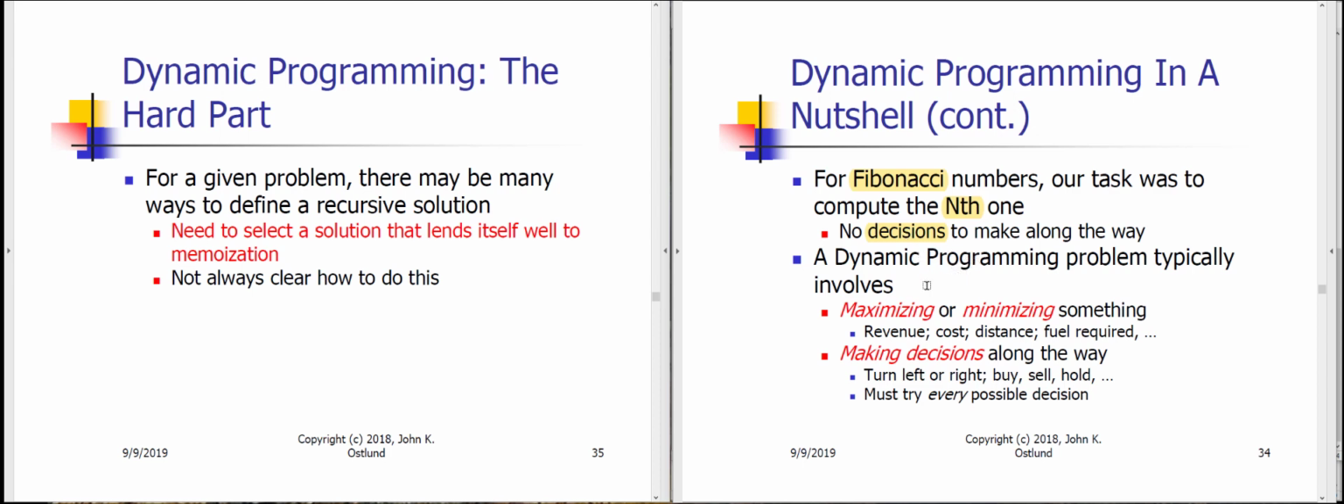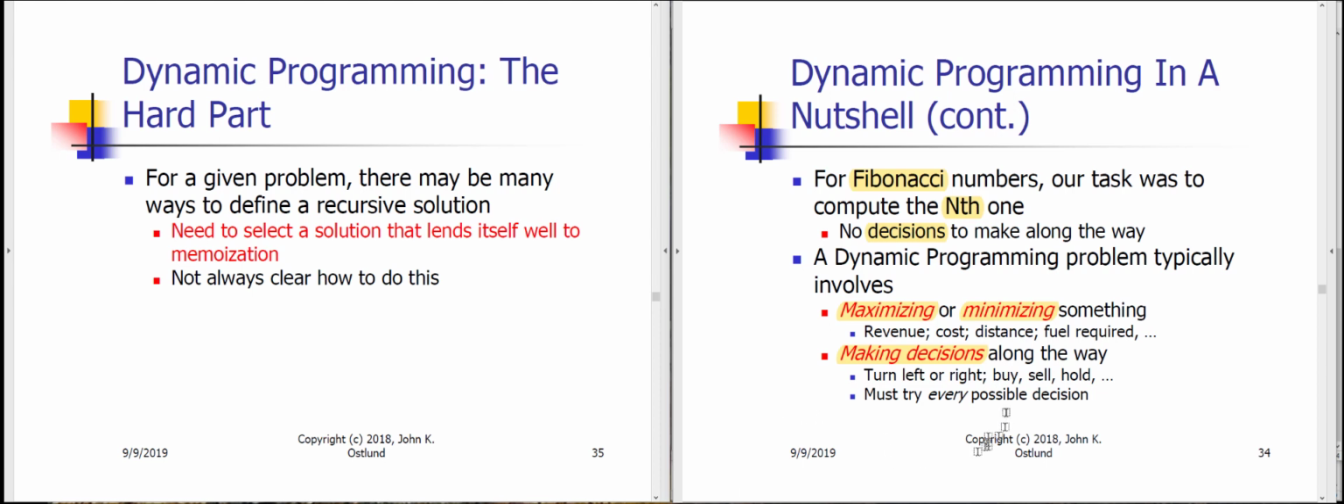A more typical dynamic programming problem usually involves maximizing or minimizing some so-called objective function, such as some cost or some income or some distance or some amount of fuel or something along those lines. And maximizing or minimizing, in turn, is going to require you to make decisions. If you're traveling from one city to another, when you come to an intersection, should you turn left or right? Should you continue straight ahead?